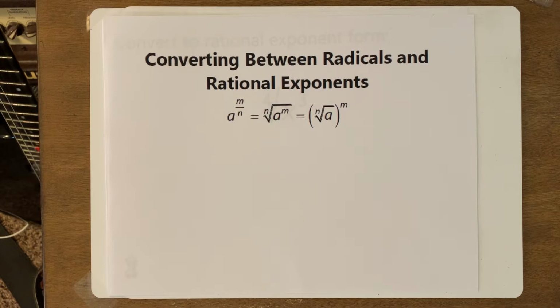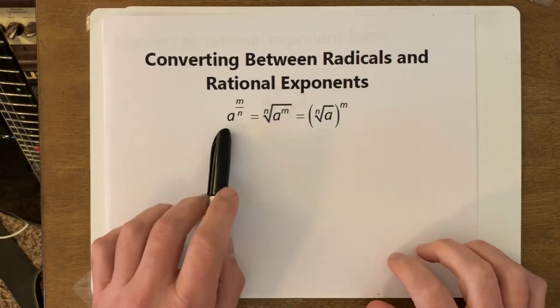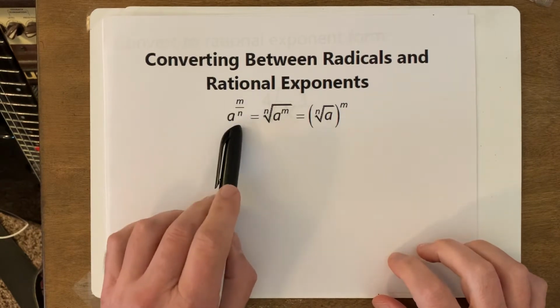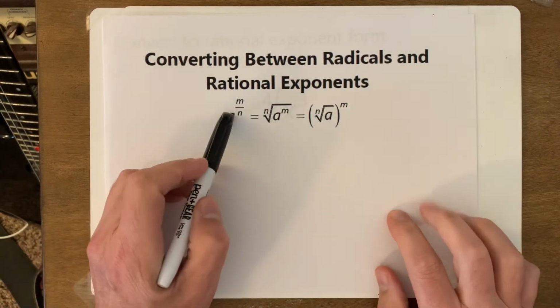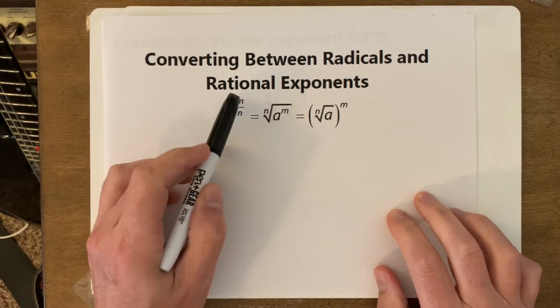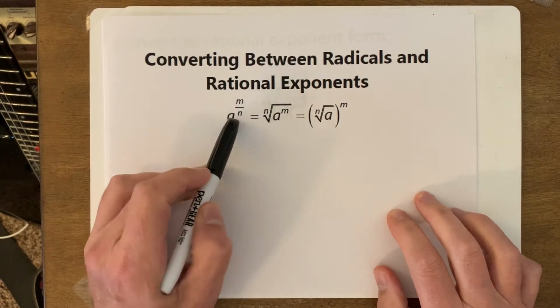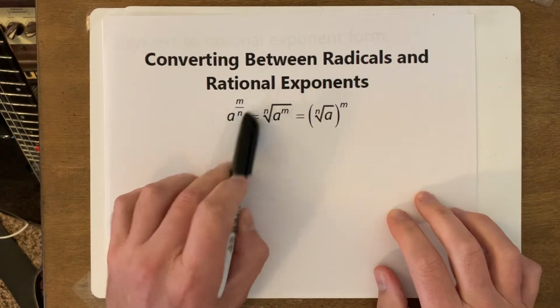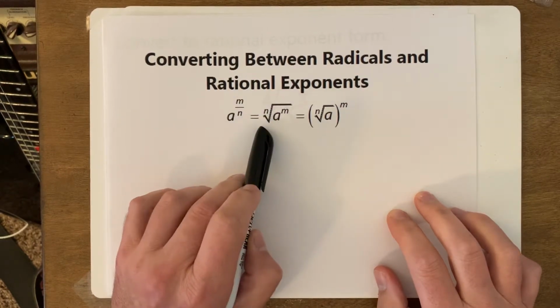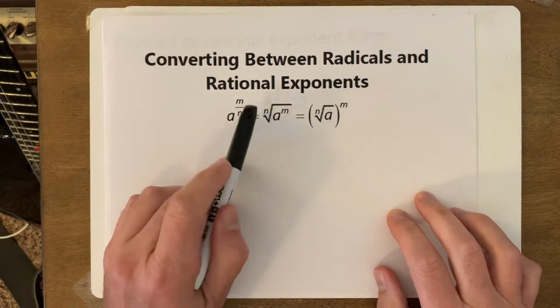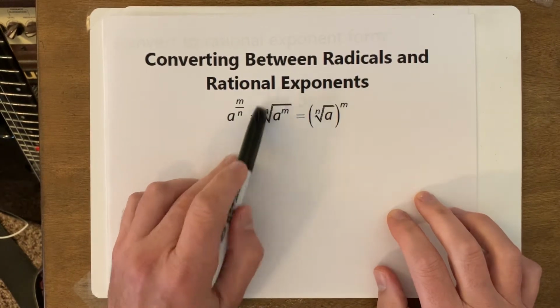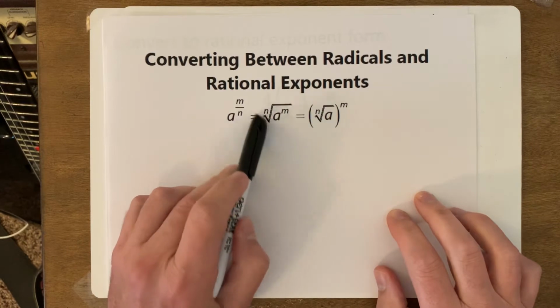In this video we're going to be discussing how to convert between radicals and rational exponents. The first thing I'm going to show you is a little graphic organizer that shows the procedure for converting from a rational exponent to a radical expression. It goes from a rational exponent, m over n, where m is the numerator and n is the denominator, and we want to turn this into a radical. When you do, the m is going to be the exponent on the base, and the n is going to be the index of the radical.